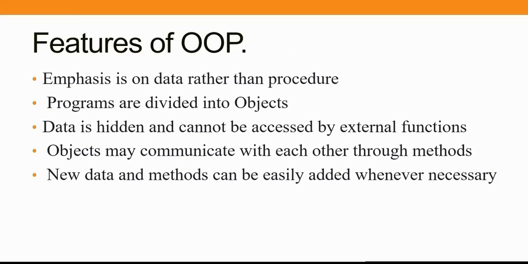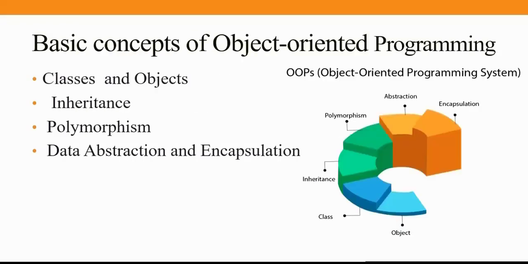So what are all the features of object oriented programming? Object oriented programming emphasizes the data rather than the procedure. Programs are divided into objects, and data is hidden, therefore it cannot be accessed by external functions. Objects may communicate with each other through methods. Finally, new data and methods can be easily added whenever necessary. So these are all the important features of object oriented programming.